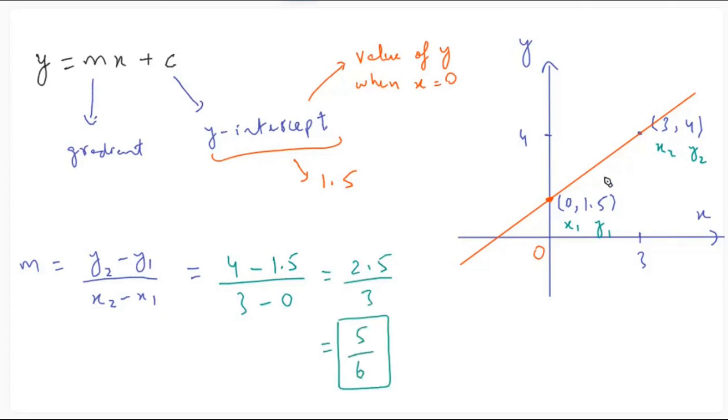जब gradient आ गया, तब equation कैसे लिखेंगे? Remember, it's y equals mx plus c, right? m की जगह आपने gradient डाल देना है. Let me just write that here. y equals mx plus c. m की जगह gradient डाल देंगे.